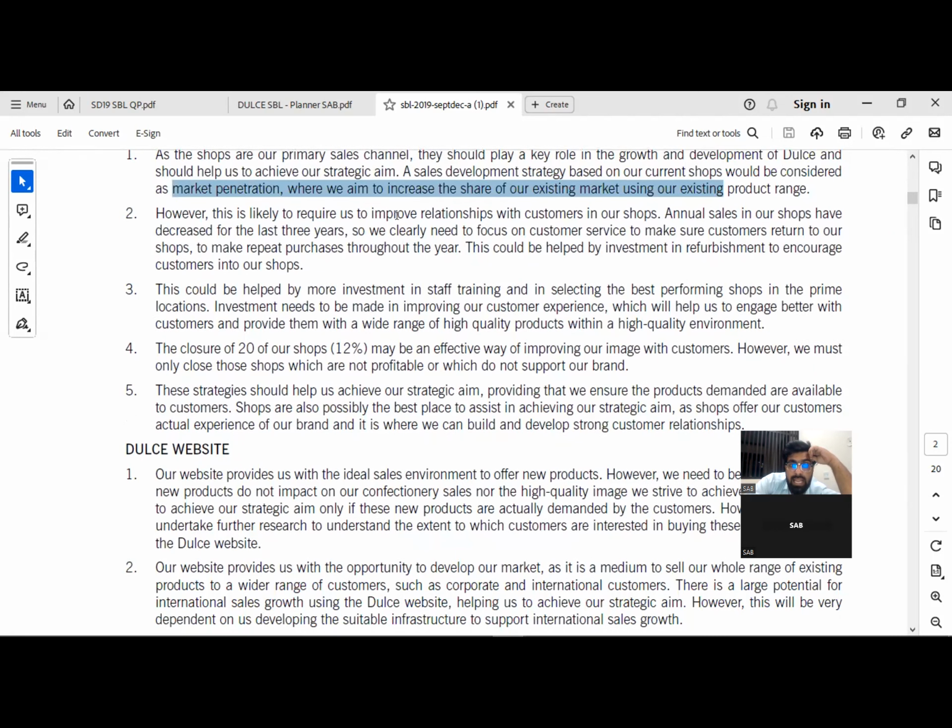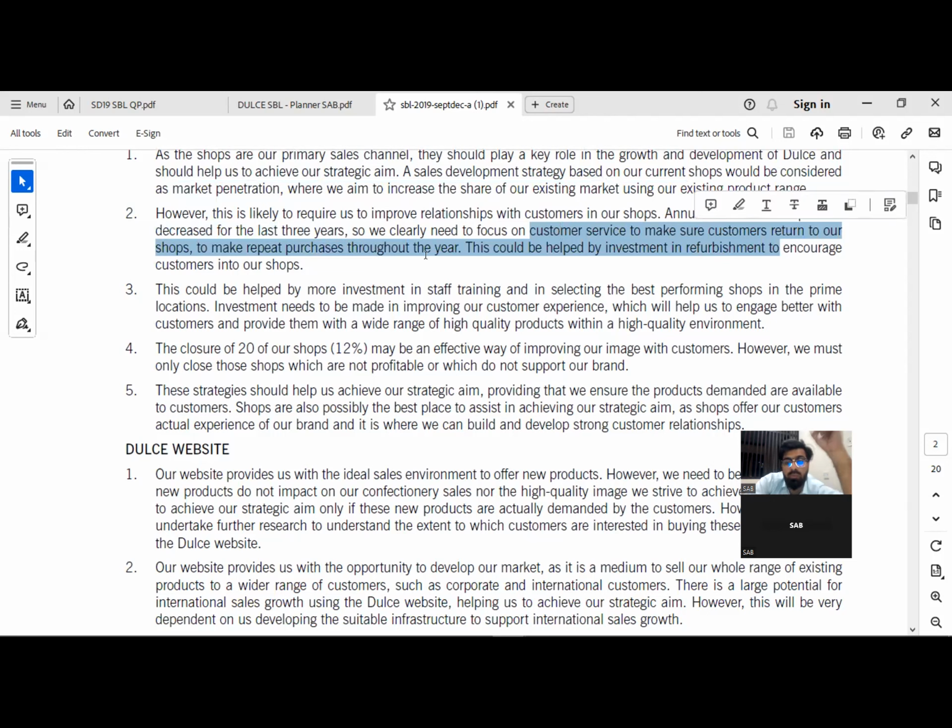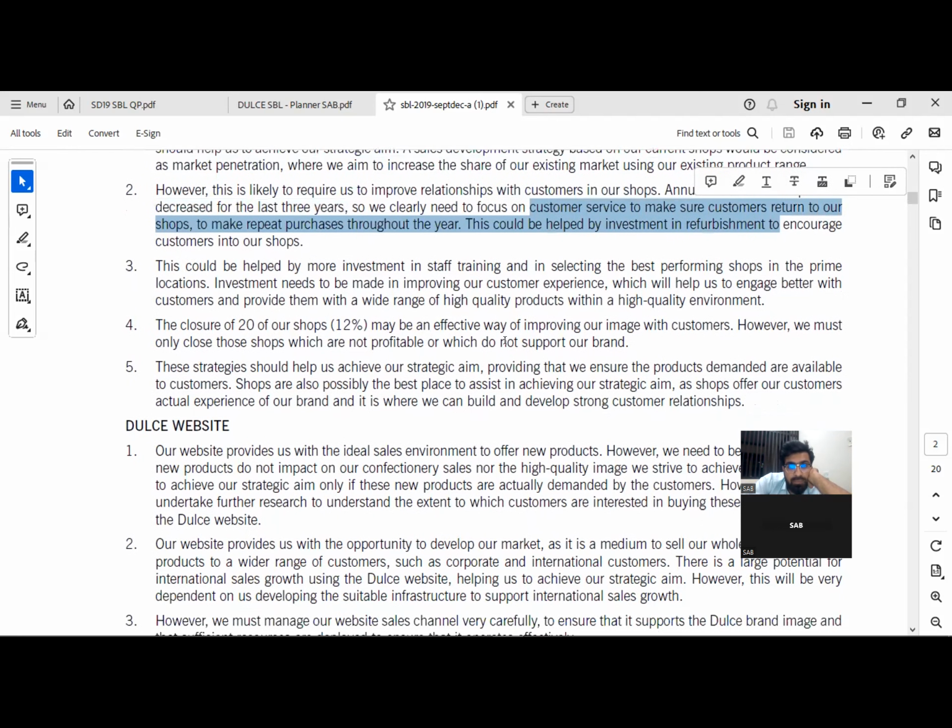However, this is likely to require us to improve relationships with customers in our shops. Annual sales in our shops have decreased in the last 3 years. So we clearly need to focus on customer service to make sure customers return to our shop. So we need to make sure that customers are repeatedly purchasing. We don't want first-time customers. We want them to make repeated sales, right?